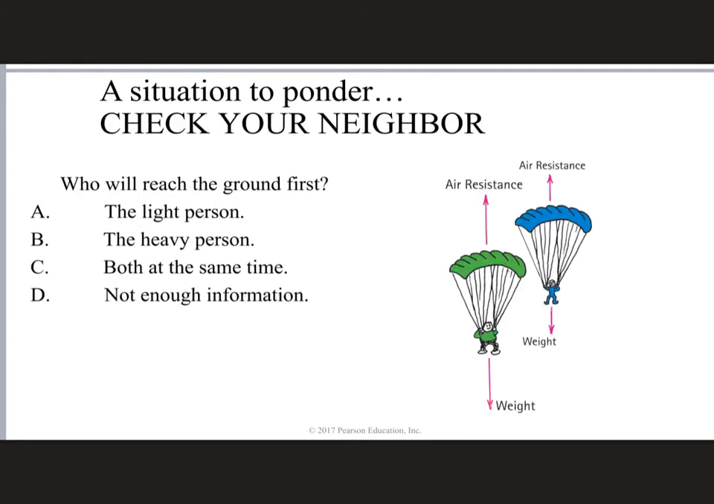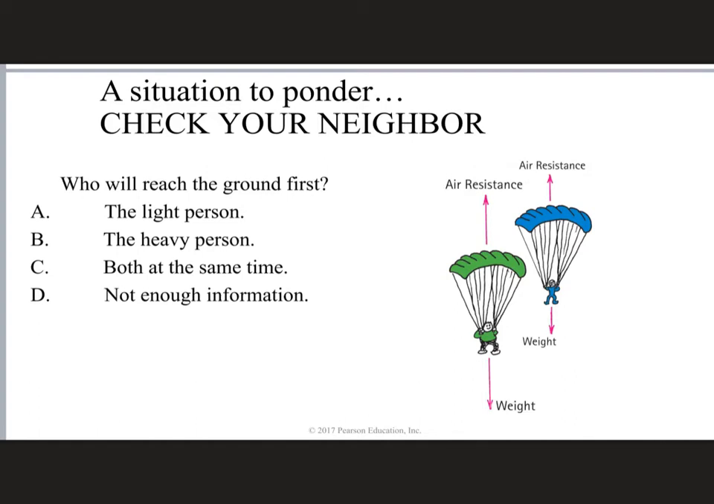So here are the options. You can say that the lighter person is going to hit the ground first, the heavy person is going to hit the ground first, both are going to hit the ground at the same time, or there's not enough information. Now, based on what we've said, you might be inclined to think that they're going to hit the ground at the same time, because we've said that falling objects always hit the ground at the same time. Except we said that was true when you can ignore air resistance. But this is a type of problem where air resistance is very important. You cannot ignore it. So actually, the heavier person will hit the ground first if air resistance is effective.